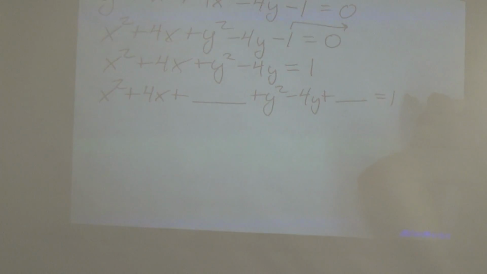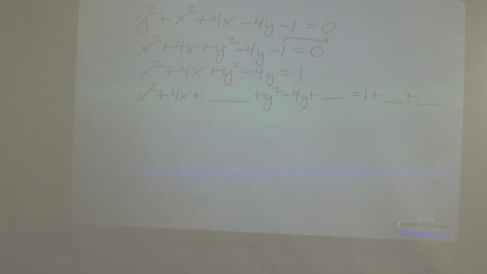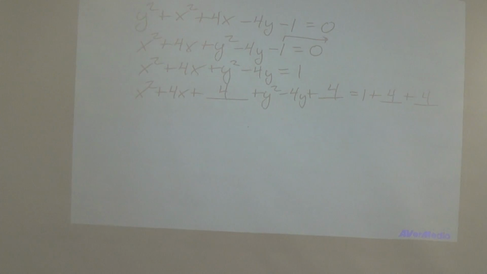And that's going to equal 1 plus the first thing we're adding over here, plus the second thing we're adding over there. I'm going to make that a little lighter. There we go. Okay. And you find it the same way. Half of this is, and 2 squared is, half of this is negative 2, and negative 2 squared is 4. Yeah, it'd be 4. So I'm going to add the same thing to the other side. So we added 4 first, then we added 4 again.